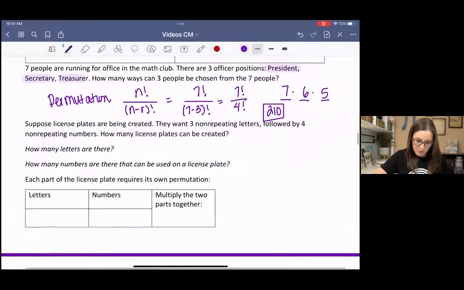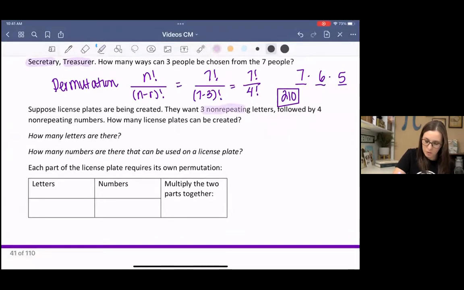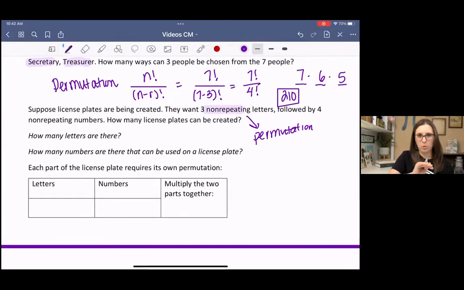Okay, this next one is really cool. A very popular problem in the world of mathematics. Suppose license plates are being created. They want 3 non-repeating letters. This is a key word, non-repeating. This indicates permutation. I know that this lesson is only about permutations, but you will have problems mixed up together and you're going to have to choose. And in order to choose, you have to look for those keywords, non-repeating, followed by 4 non-repeating numbers. How many license plates can be created?